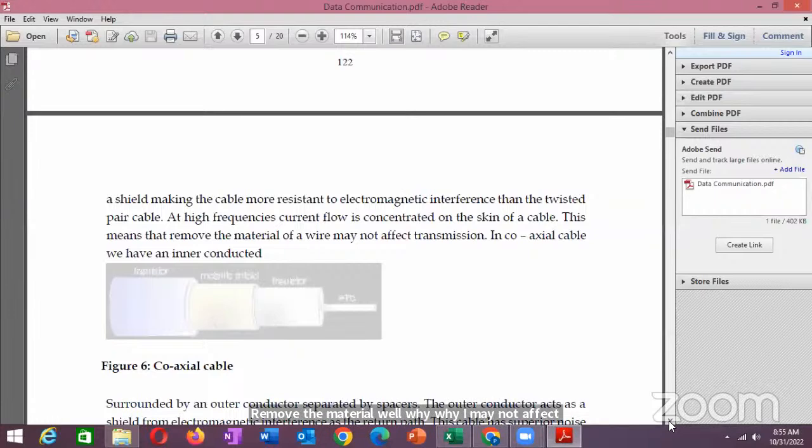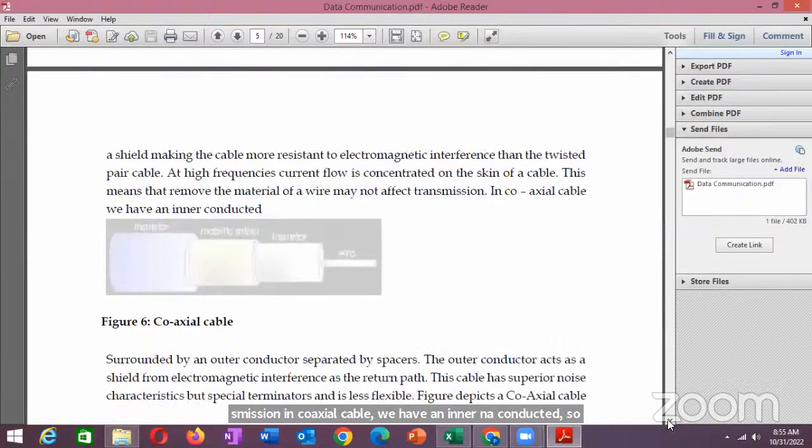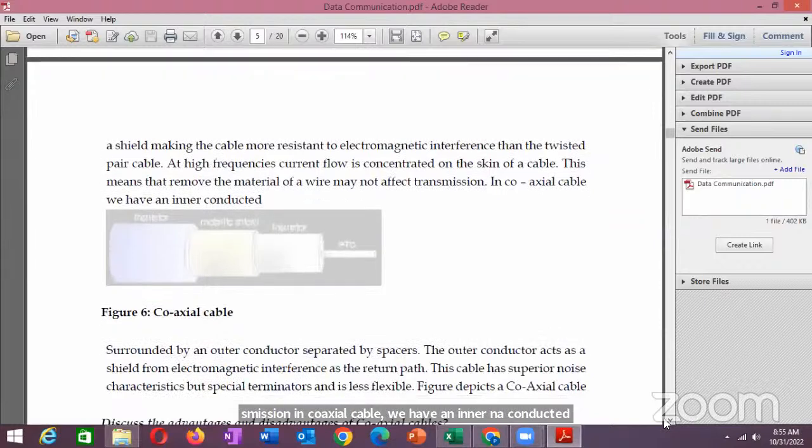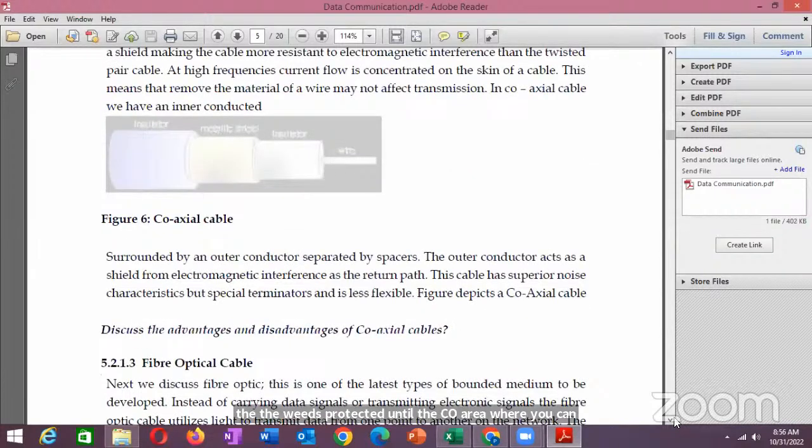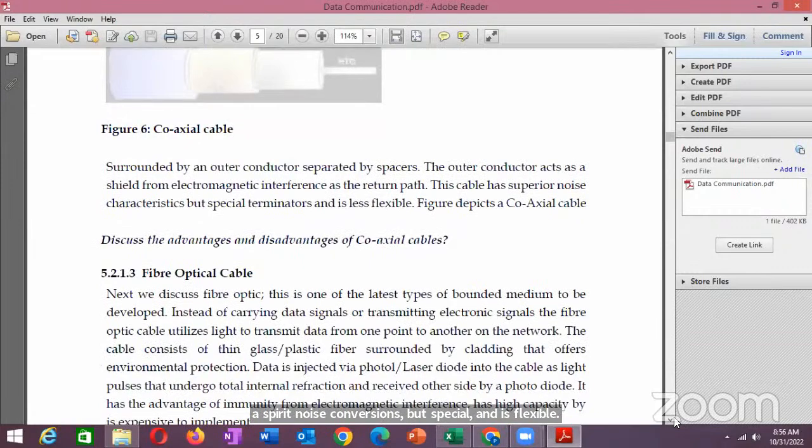In coaxial cable, we have an inner conductor. So you can see in the diagram what we have there, the way it's protected until the core. You can see the diagram of a coaxial cable. It is surrounded by an outer conductor, separated by spaces, and the outer conductor acts as a shield from electromagnetic interference and as the return path. So this cable has superior noise characteristics, but needs special terminators, and is flexible. So you can see that the figure depicts what a coaxial cable is.